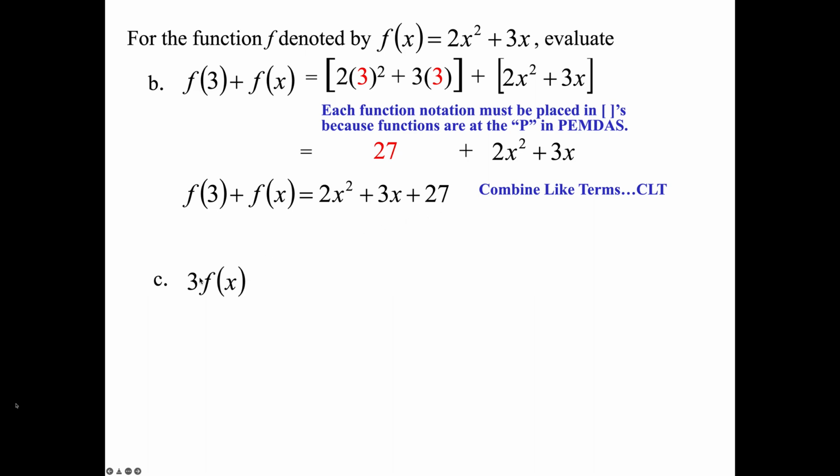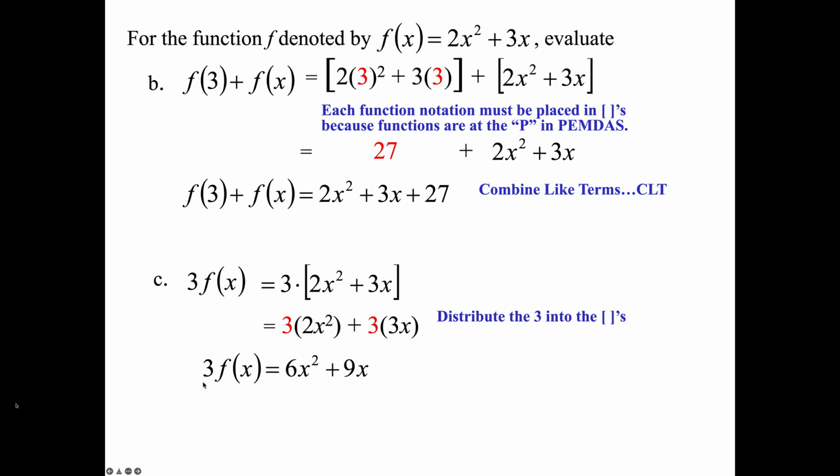Next example, 3 times f of x. So again, f of x, just like the previous problem, we put brackets around the 2x squared plus 3x, and we'll put a 3 times in front of the brackets. Well, that's the distributive property to us. Take the 3, we'll distribute it into the 2x squared, take the 3, multiply to the 3x, and you come up with 6x squared plus 9x. So 3 times f of x is this expression, 6x squared plus 9x.